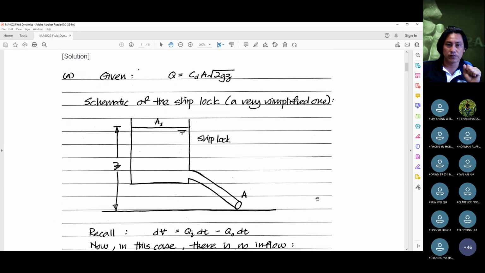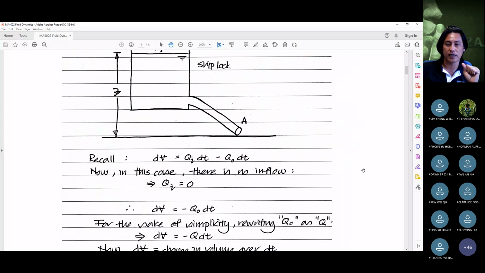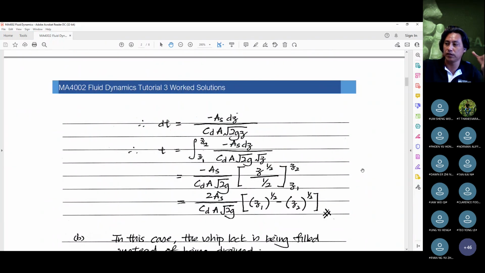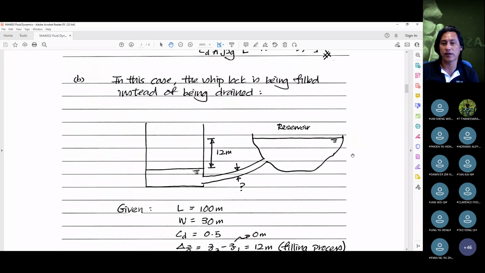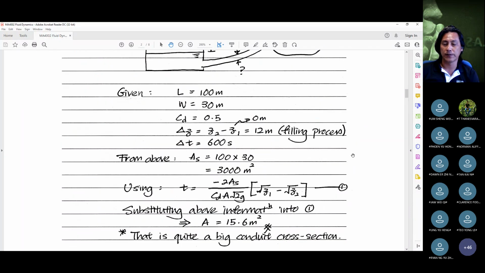Let me just refresh my memory on what I'm supposed to find. Basically, how large must the conduit be if the lock is to be filled in 10 minutes? So the 600 seconds comes from this time requirement. We need to find out just how big this conduit is, the cross-sectional area, if we're supposed to satisfy all these operating conditions and the time, of course. So what that means is we can take the expression that we managed to derive in part A and use it here, if you think about it.